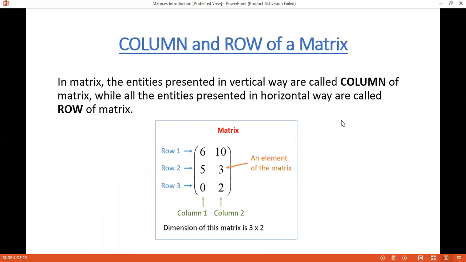Now what are the column and row of a matrix? The entities present in the vertical way are known as a column. The entities present in the horizontal way are known as a row. In this case, 6, 5, 0 and 10, 3, 2 are the two columns, and 6, 10, 5, 3, 0, 2 are the three rows. So this is the dimension. If I write 3 cross 2, 3 means the number of rows and 2 means the number of columns. I will discuss later.